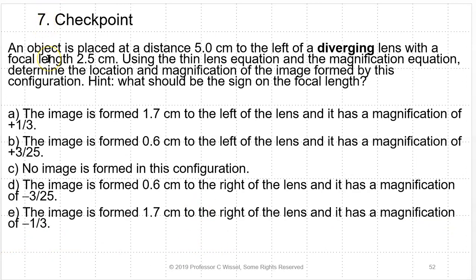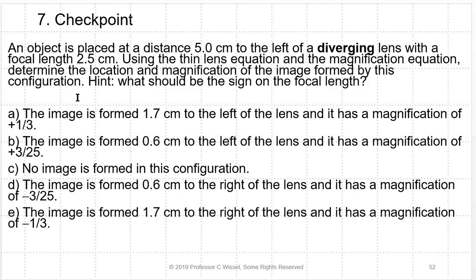An object is placed at a distance of 5 centimeters to the left of a diverging lens with a focal length of 2.5 centimeters. Using the thin lens equation and the magnification equation, determine the location and magnification of the image formed by this configuration. And what should be the sign on the focal length? Well, it's a diverging lens. The focal length should be negative.